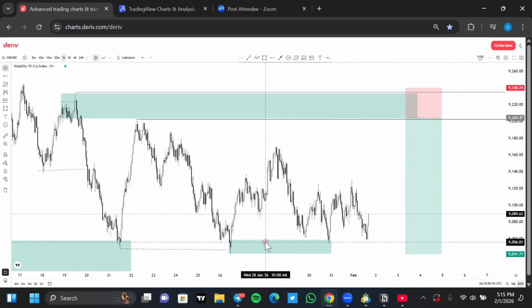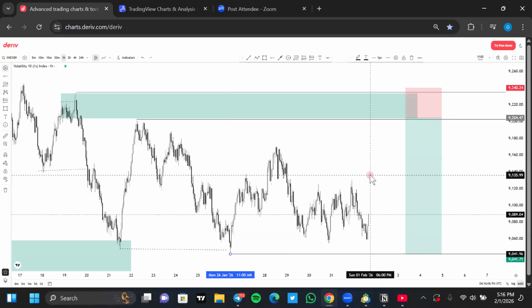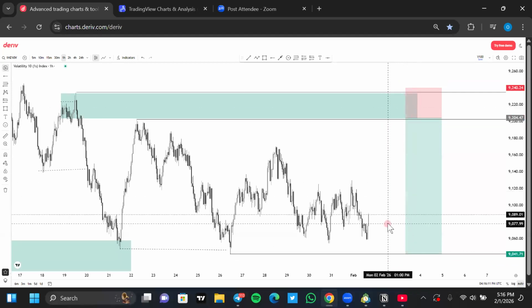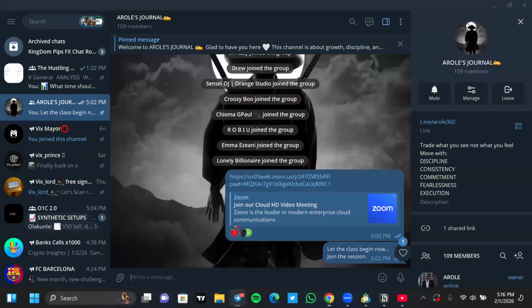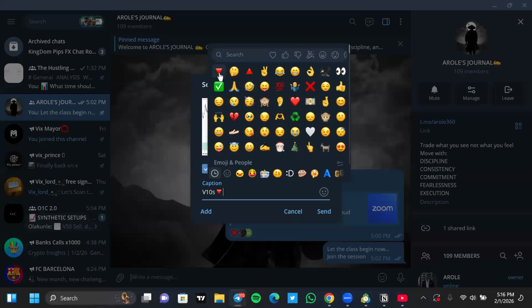I will expect price to come here and price should give me a confirmation. So that is my starting point, and I will expect this here to be my finishing point. So I want price to come into this zone, then sell up to this point. So let me take a screenshot of this and drop it to the group. 1 minute, please. So that's V10X for us. So let's go to the next one.